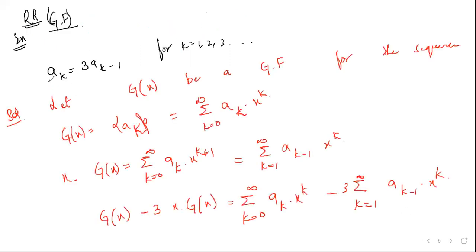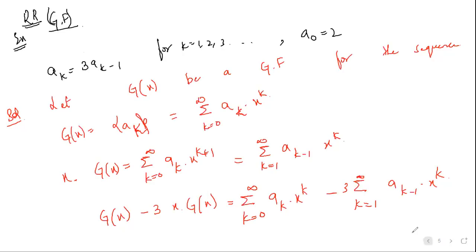While the question is being given, we are usually given the initial condition. So let's consider an initial condition, which is a naught is equal to 2. So this can be written as a naught plus the sum from k is equal to 1 to infinity of ak minus 3ak minus 1 into x power k.